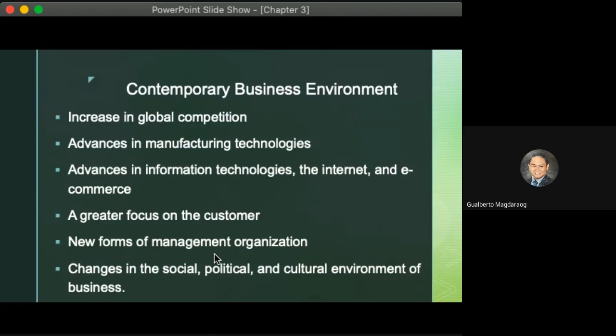And what is ABS-CBN? More than 50 years of service, thousands of employees. Thousands nga ba? I don't know. But there are a lot of employees relying on ABS-CBN. I'm not saying na tama or mali yung nangyari sa kanila. We are just using it as an example na political and other factors are affecting our business. Okay, cultural environment, yan din, no? It affects our business. And we have to adapt also.